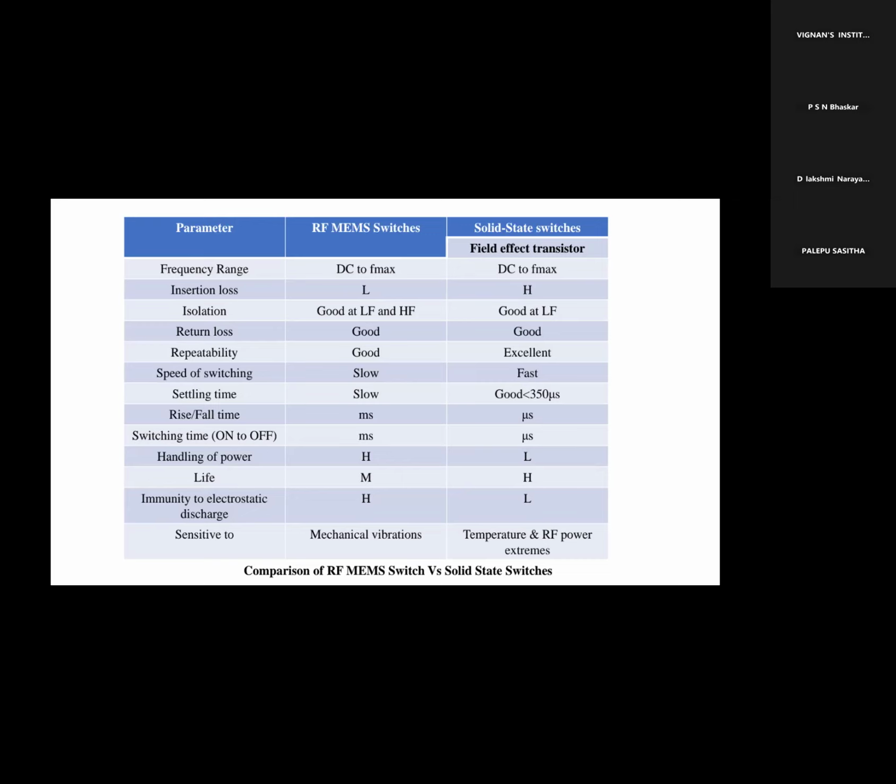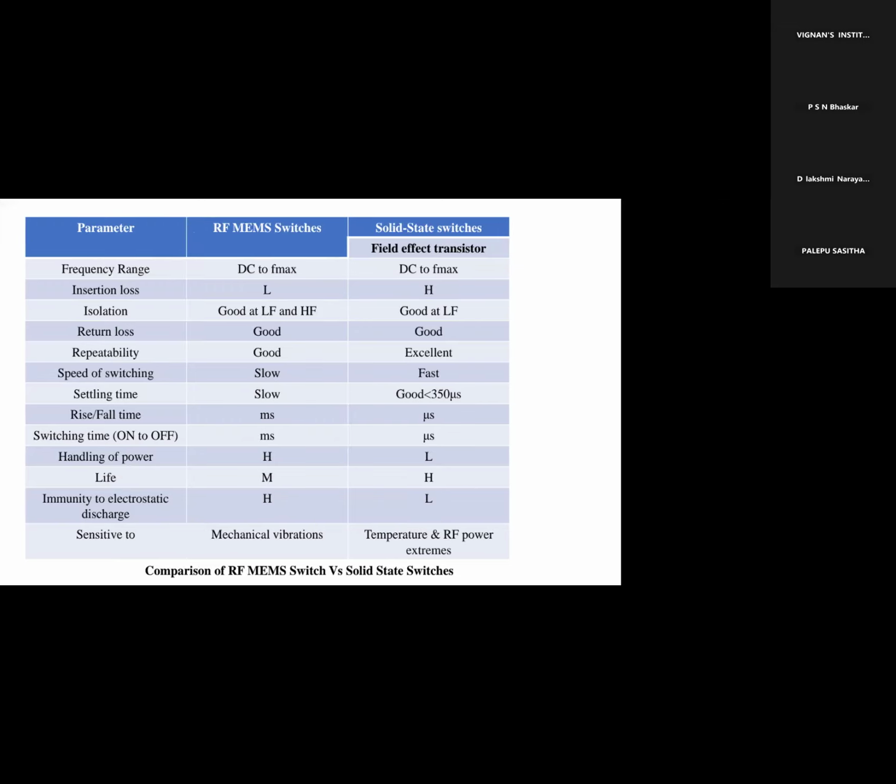Power handling capability must be high. Lifetime is medium. Immunity to electrostatic discharge is high. It is sensitive to mechanical vibration. That is the main drawback in the case of RF MEMS switches. Now we'll go for optical switching.